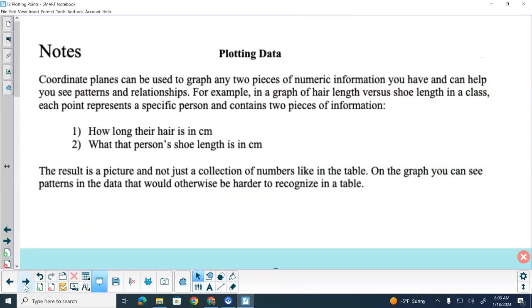Yesterday we talked about plotting points. Okay? And we were plotting points in all 4 different quadrants. Okay? And how a point is x comma y. Remember, all these points are always x comma y, or horizontal comma vertical. Okay? Today, what we're going to do is focus in on just quadrant number 1.